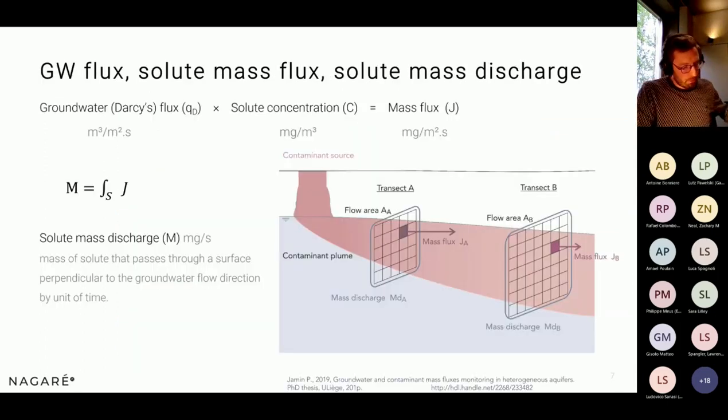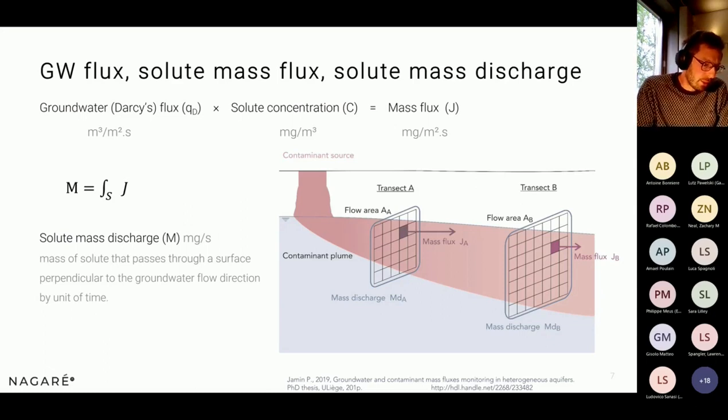So before explaining our technology, I have to define some terms that I will use. The contaminant mass flux measurement requires simultaneous measurement of first the contaminant concentration, or the solute concentration, in the water, and the groundwater flux or Darcy flux. The multiplication of the two gives the mass flux, what we call the pollutant or solute mass flux, that is moving through a unitary flow area of the aquifer per unit of time.